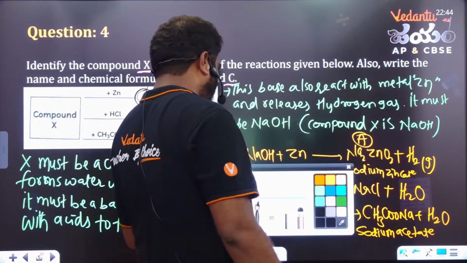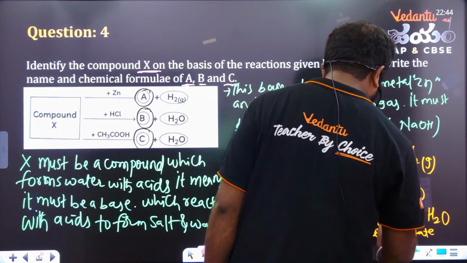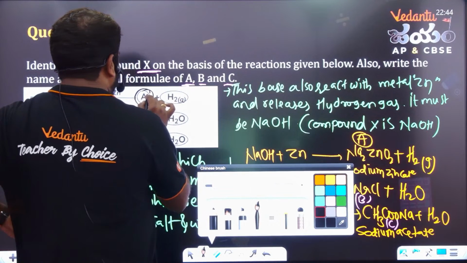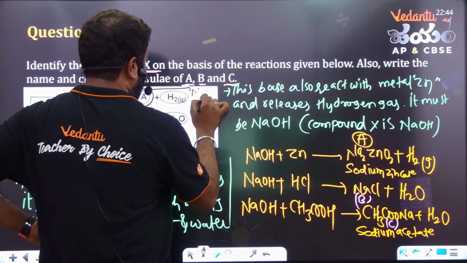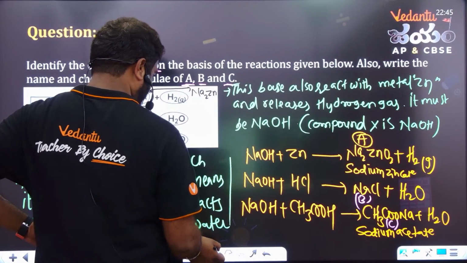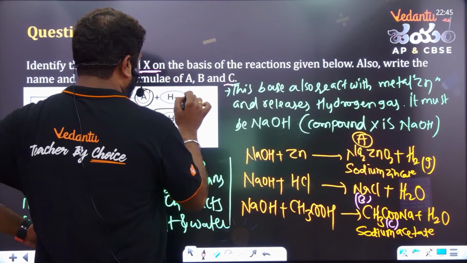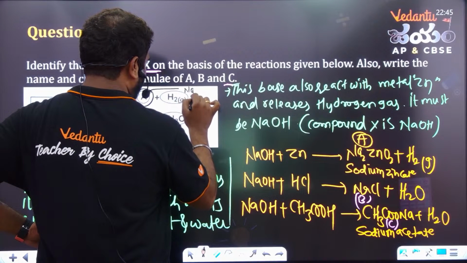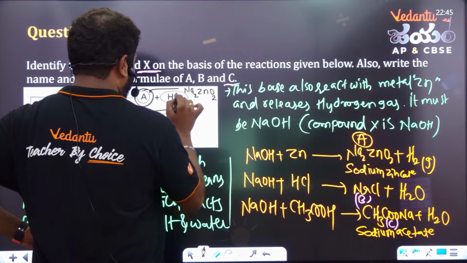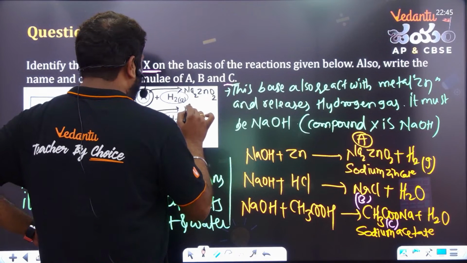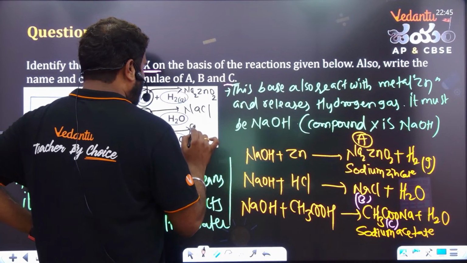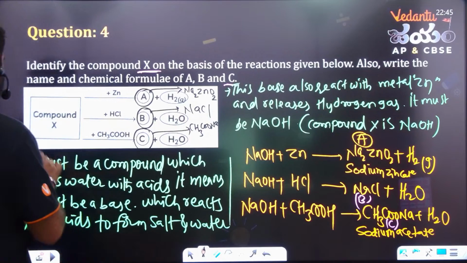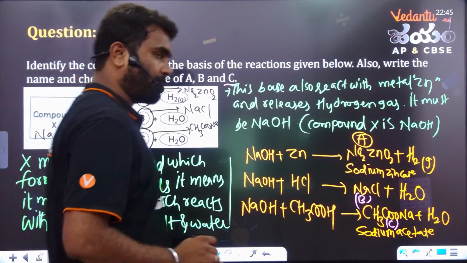So here we have to find out A, B and C. Sodium chloride is B, and A is sodium zincate, Na2ZnO2. So what is B? B is NaCl. And what is C? C is CH3COONa. So this is C. Then X is what, beta? Sodium hydroxide. Okay.